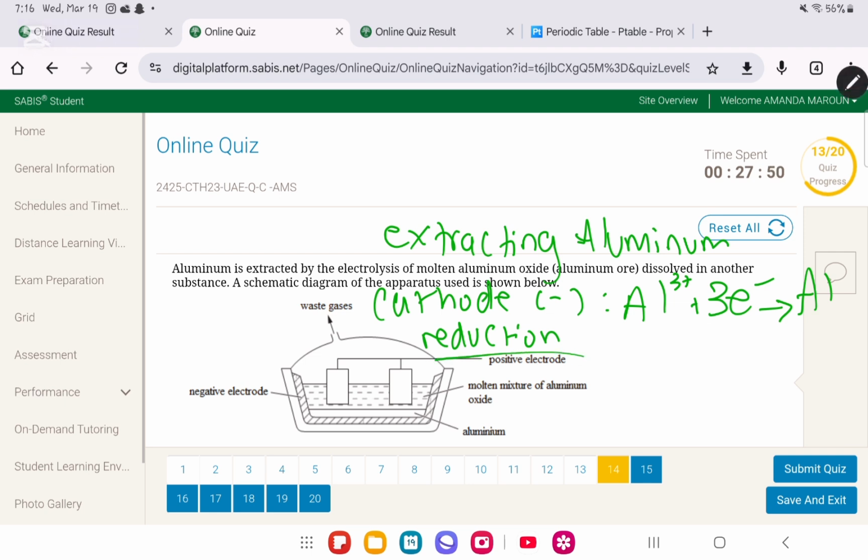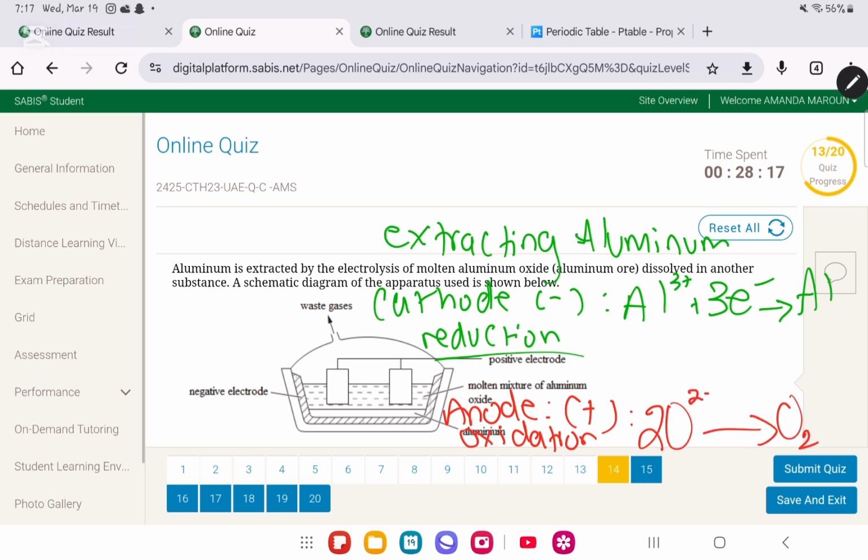and then it will form aluminium. For the second electrode, which is the anode, the positive electrode, it will undergo oxidation. Okay, and oxidation will lose electrons. So what will form in the anode? Very simply, O2 gas will form in the anode, and the equation is that 2O2- will give us O2 in addition to 4 electrons. Just keep these in mind, okay?